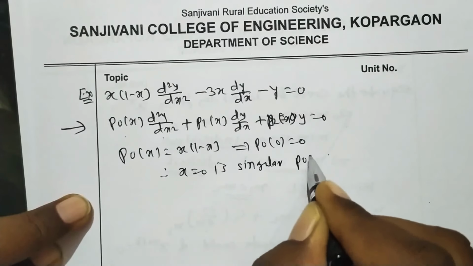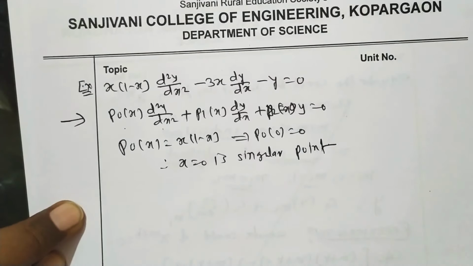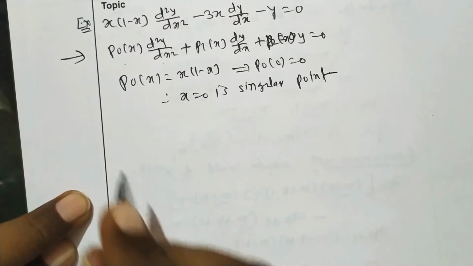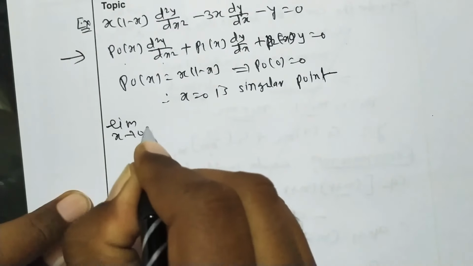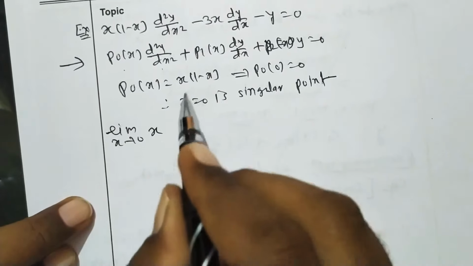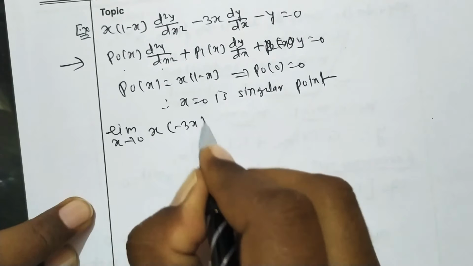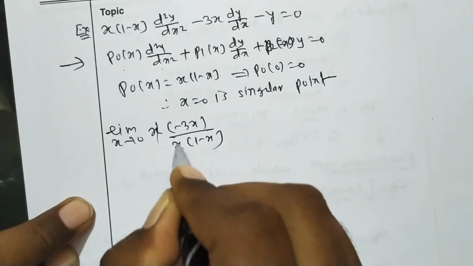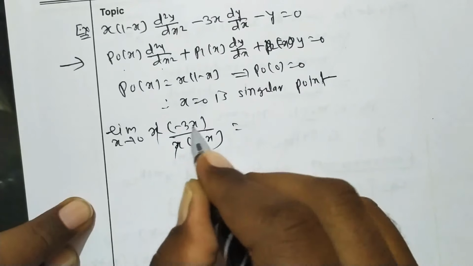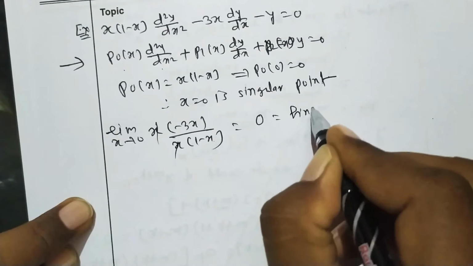Now we have x = 0 as a singular point, so we have to check whether this point is a regular singular point or not. For that we have to check two conditions. First one is the limit as x tends to 0 of x times p1(x) upon p0(x). What is p1(x)? That is minus 3x upon p0(x), which is x(1 - x). These x's get cancelled. So 3 into 0 upon 1 minus 0, so the limit is 0, and 0 is finite.